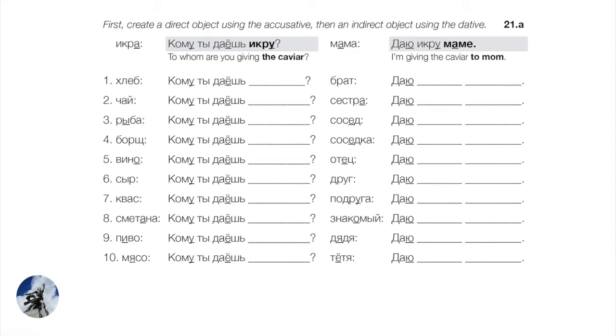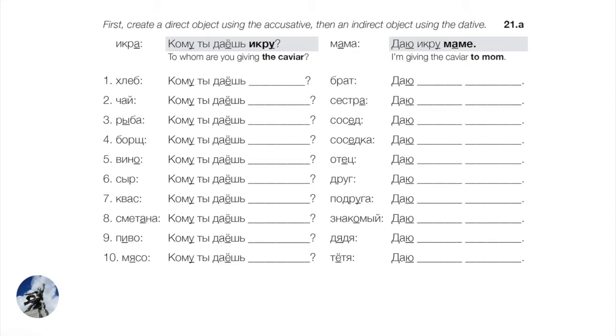Okay, number one, хлеб. Кому ты даёшь хлеб, right? Inanimate masculine. I'm giving it to my brother. I'm giving bread to my brother. Даю хлеб брату. Now, note that if we change the word order there, даю брату хлеб, it wouldn't change the meaning of the sentence at all. It would simply shift the emphasis slightly, right? The emphasis would be more on the final word in the sentence, bread. So it would mean something more like, I'm giving bread to my brother, as opposed to, I guess, the more neutral, I'm giving my brother bread.